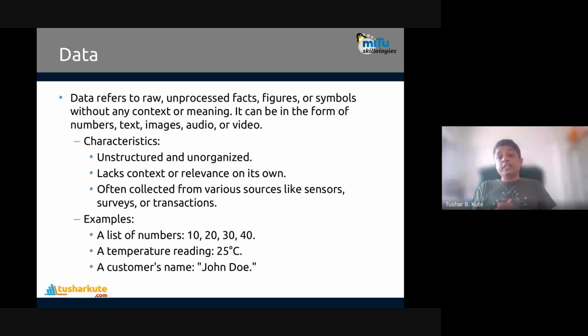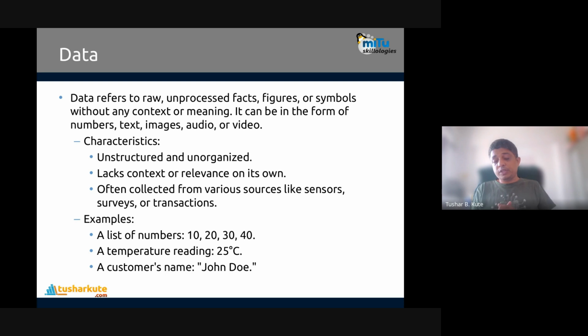It is often collected from sensors, surveys, and transactions. There are many ways by which data can be collected. Sensors are active 24 by 7, collecting data and sending it to you. Or surveys are taken, you are given questionnaires by which you collect data. That is also data. Transactions are performed, online transactions, financial transactions, bank credit card transactions. Everything is collected and recorded. It's data.